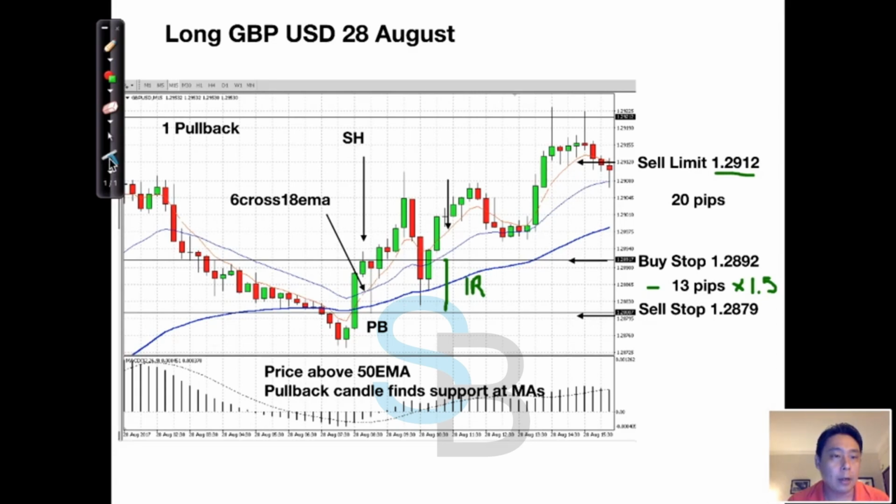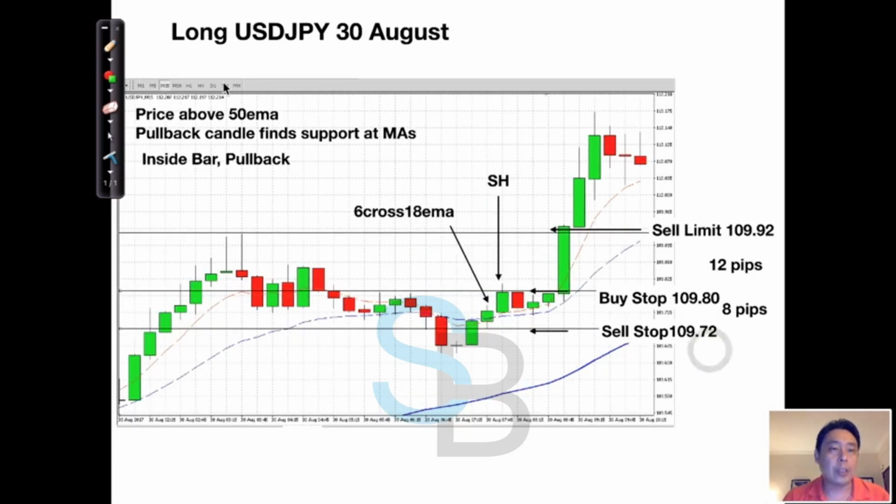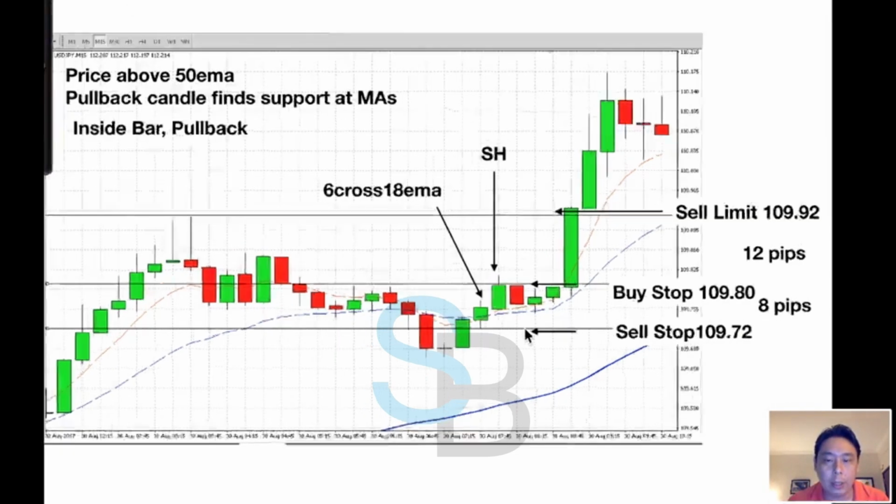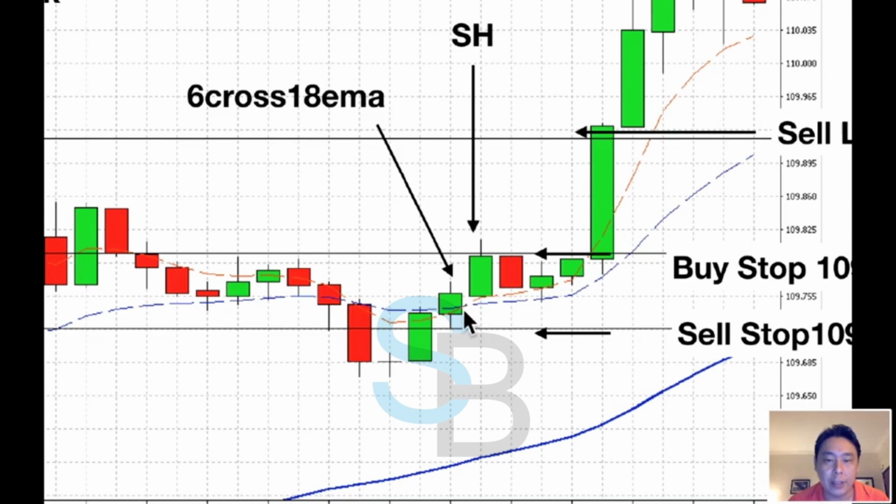All right, great. So let's look at another example right now. So this is a long dollar yen 30 August trade. Okay, so once again we've got the 6 EMA crossing above the 18 EMA over there. Right at the cross or right after the cross, we must have the swing high. So that's your swing high candle. Right after the swing high, we need to have an inside bar or pullback. In this case, we get an inside bar because it makes a lower high and a higher low, right?